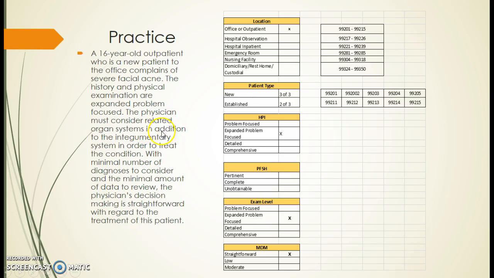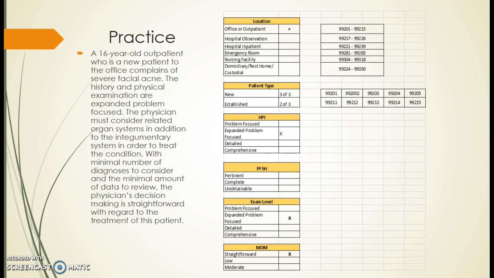Physician must consider related organ systems in addition to the integumentary system in order to treat the condition with minimal number of diagnoses to consider and the minimal amount of data to review. The physician's decision making is straightforward with regard to the treatment of this patient. So basically, out of that whole last half of that paragraph there, all I care about is straightforward. And so check. Okay, so I'm going to start with 99201 because that's where my new outpatient codes start.